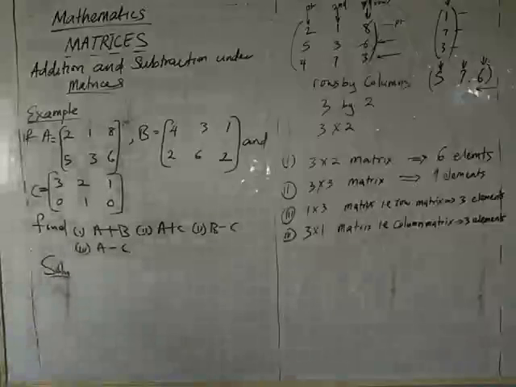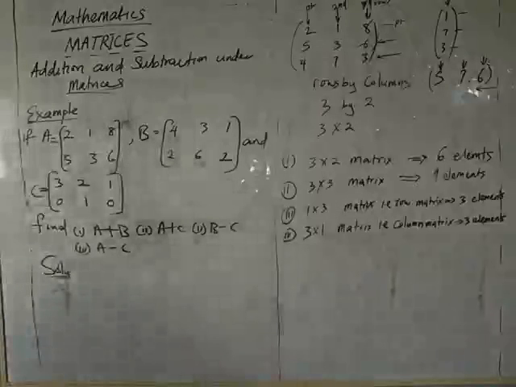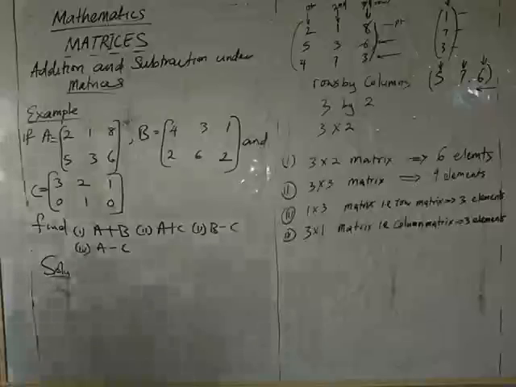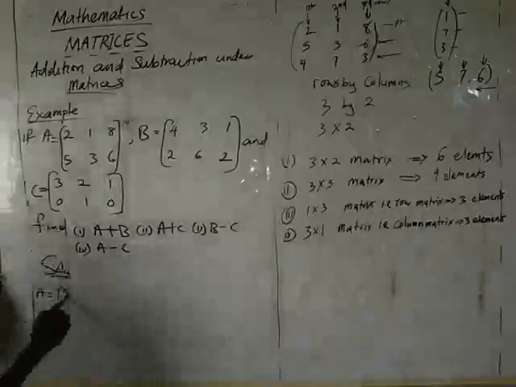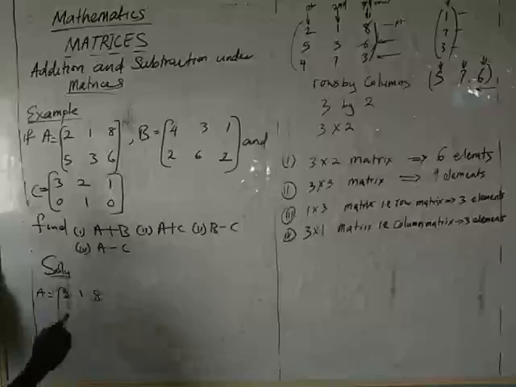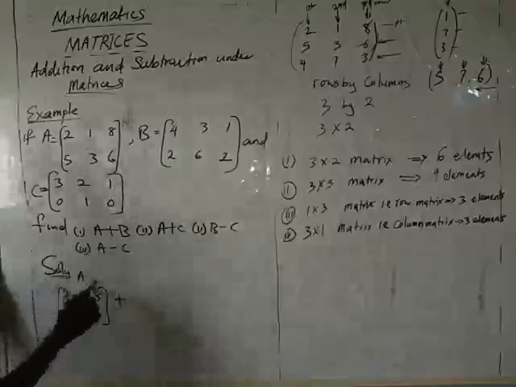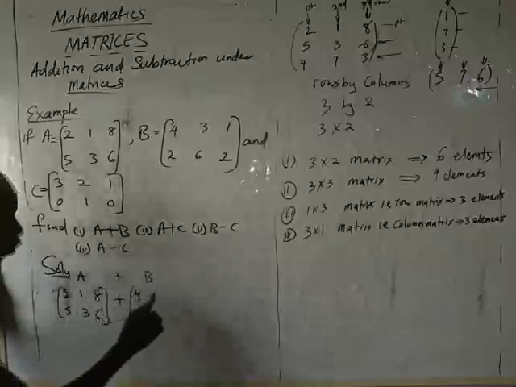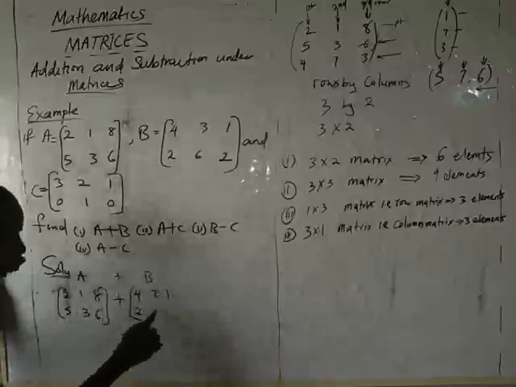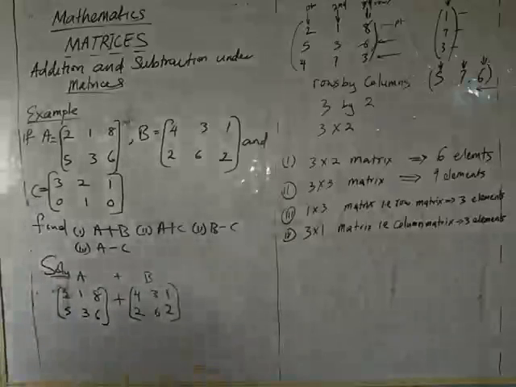Okay, now going to the solution. How do we address this kind of a thing? Each of these elements we map onto the other one. What do I mean? Let's have the matrix A being 2, 1, 8, 5, 3, 6, now being added to the matrix B. Let that be A plus B. Matrix B is 4, 3, 1, 2, 6, 2. Like I said, each element will map onto the other.